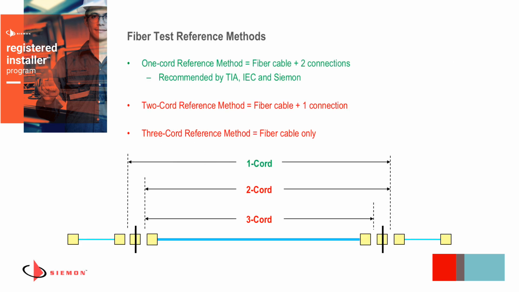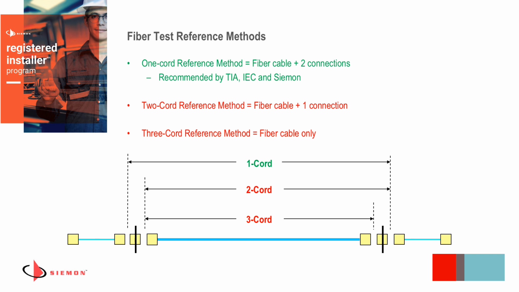Now, there are a few different fiber test reference methods, and some of them come into play depending on the configuration of the fiber system that you're testing. But for most systems, it's point A to point B with a couple connectors and adapters going between them. And for those, the one fiber or one cord reference method is recommended by TIA and IEC, which is the International Electrotechnical Commission, as well as Siemens. The reason it's referenced is because a one cord reference method measures the loss of the fiber cable plus the two mated connections.